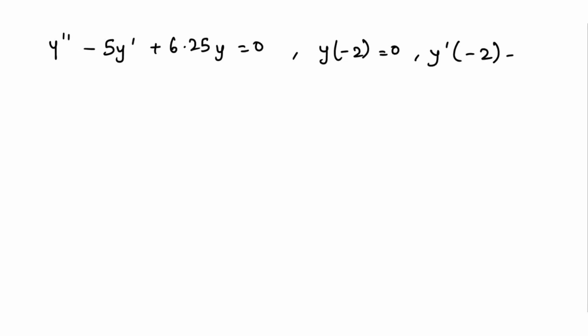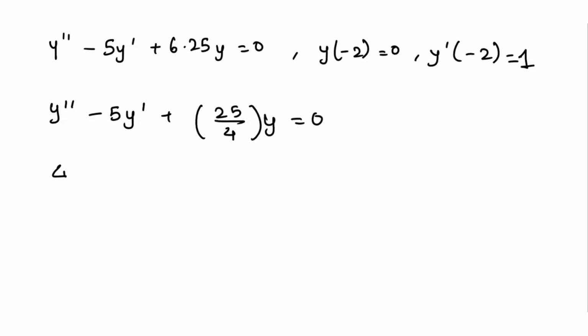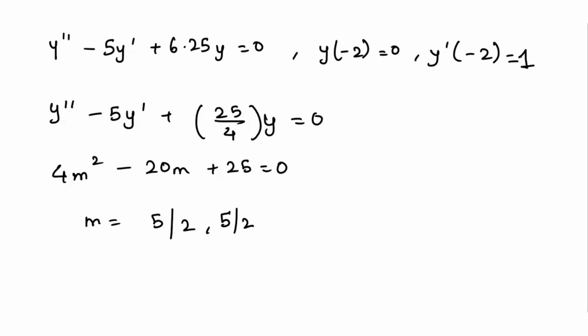So as per the function y'' - 5y' + 6.25y = 0, where y(-2) = 0 and y'(-2) = 1. So we can write y'' - 5y' + 25/4 (6.25)y = 0. So this is of the form 4m² - 20m + 25 = 0, by taking the LCM. So m is equal to 5/2, 5/2.